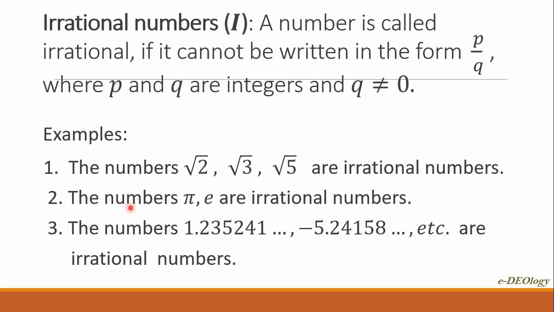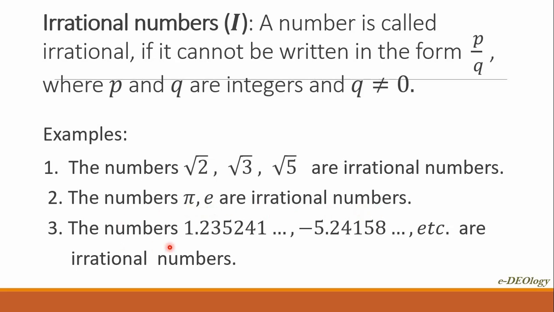Another example of an irrational number is pi, which we know the value is 3.14151... Also e, a special number that is studied when you reach higher math, has the value 2.71828... So these two special numbers here are called irrational numbers.